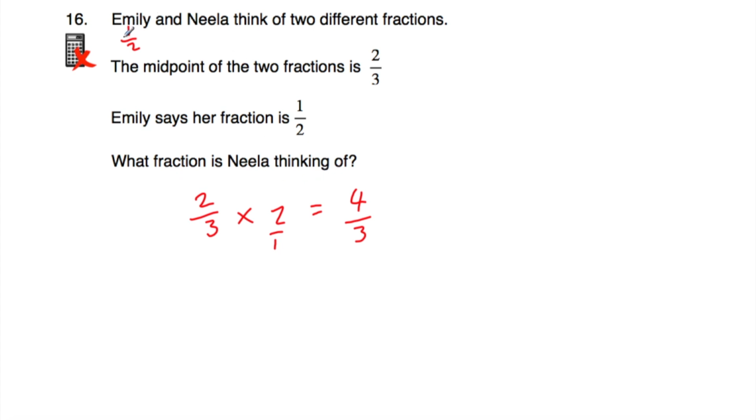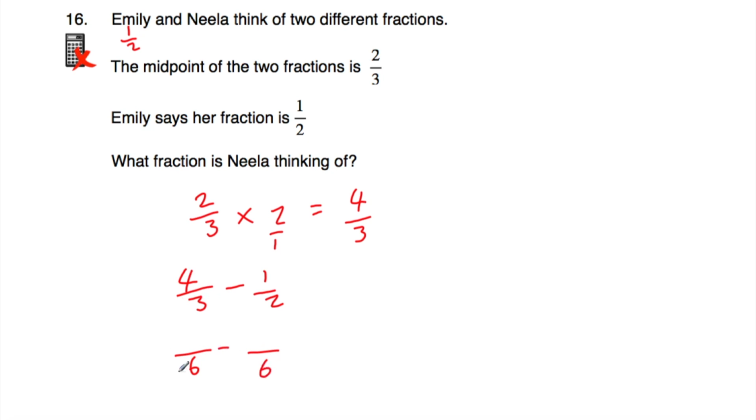So that means that Emily's fraction and Neela's fraction must add together to be 4 thirds. So let's take Emily's fraction away from 4 thirds to see what Neela's fraction would be. So 4 thirds take away a half. For a common denominator, we've got 3 and 2, and the lowest common multiple of 3 and 2 would be 6. So let's write 6 and 6 and take away.